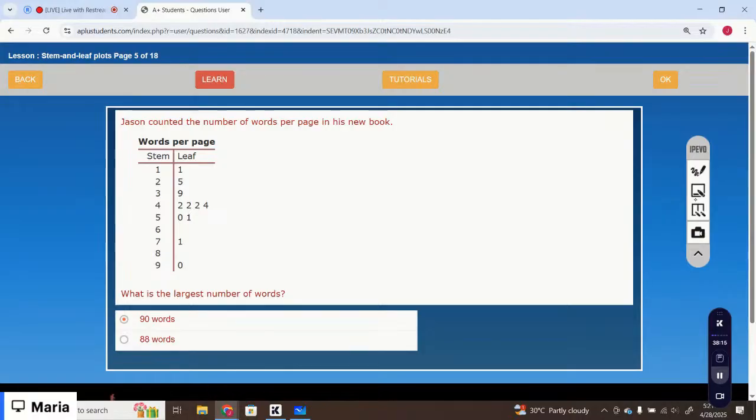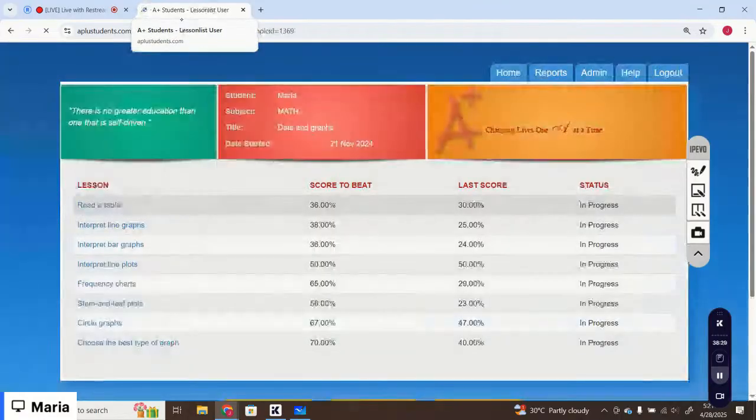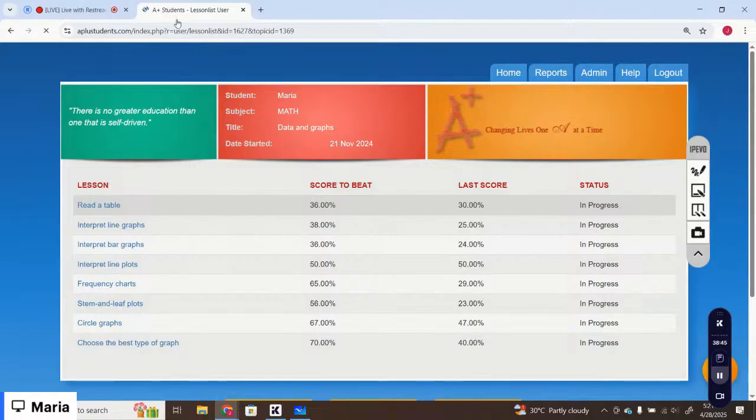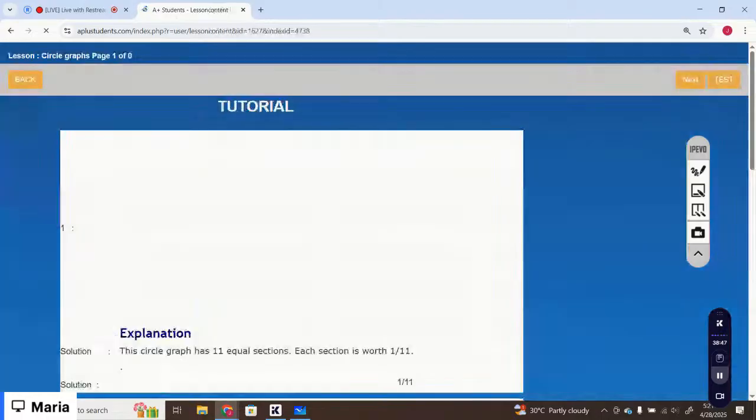Option number 1 is the correct option. Okay, you can complete the lesson by yourself. Today, let me just move on to the next lesson. The next lesson is circle graphs.